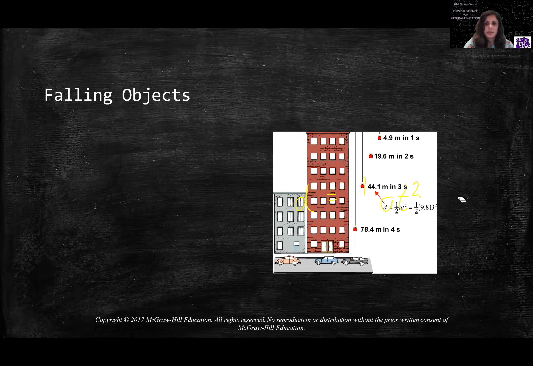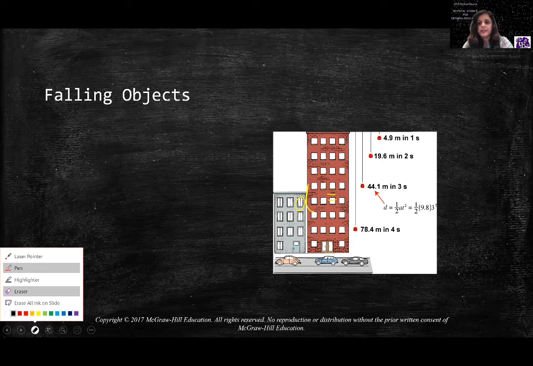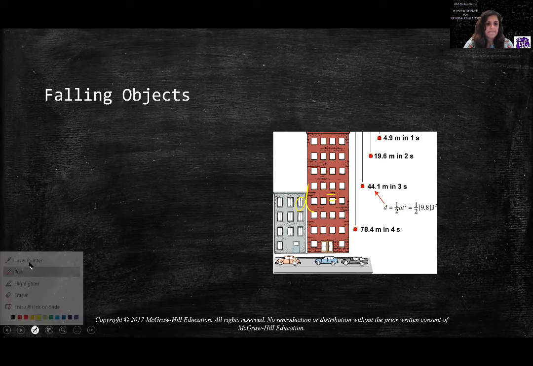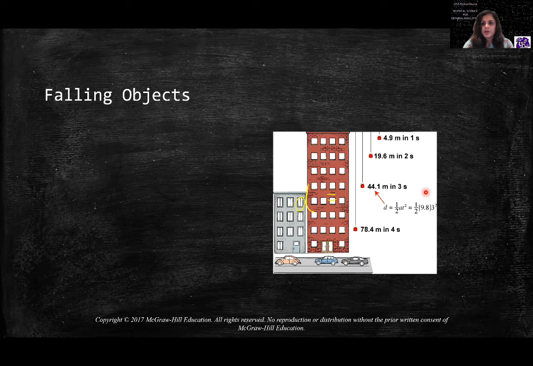Let's get an eraser and clear this up. Right, so objects that are falling are going to fall at a constant rate. And so we have an object that's released here. And let me get a laser. And so we can see how the distance changes every second using our equation as the object falls towards the ground.